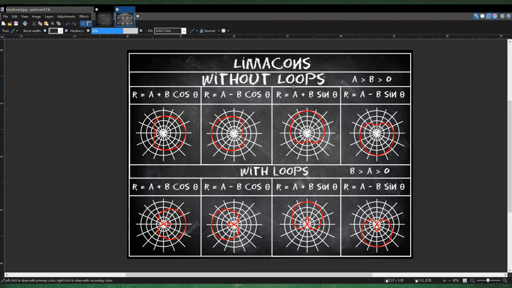There are two kinds of limacons. Usually they're pronounced limacons or limacon; I usually say limacon. There's one without loops and one with loops. If it's without loops, A is greater than B. If it's with loops, B is greater than A. If you can't memorize this, there's an easy way to think about it, but let's focus on the graph first, without the loops.